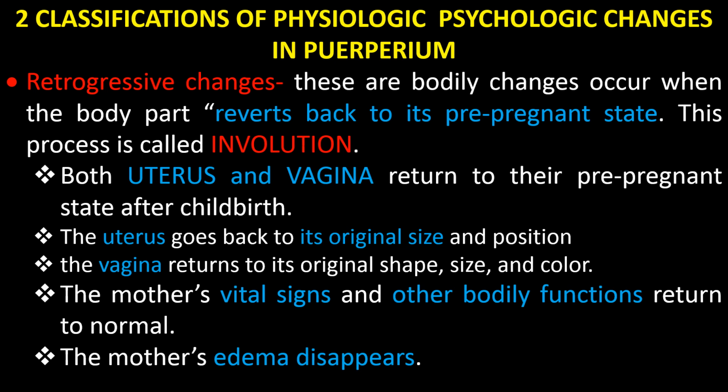Pero pagkatapos nilang manganak, their blood pressure will return to normal. So yan yung ibig sabihin nito. The mother's vital signs and other bodily functions will also return to normal. And also the mother's edema or yung pamamanas ng nanay will also disappear. Those are retrogressive changes. Ulitin natin ha. Pag sinabi nating retrogressive changes, it means pagbalik ng katawan sa dati niyang anyo.